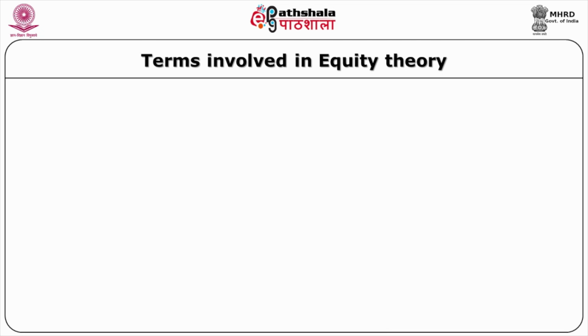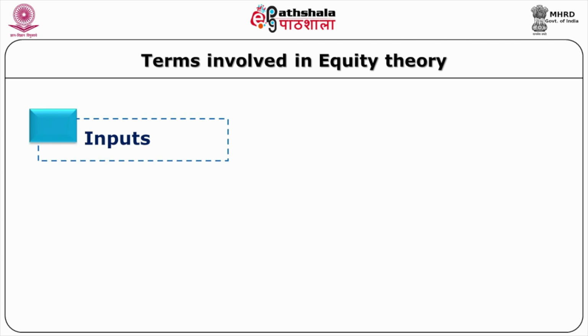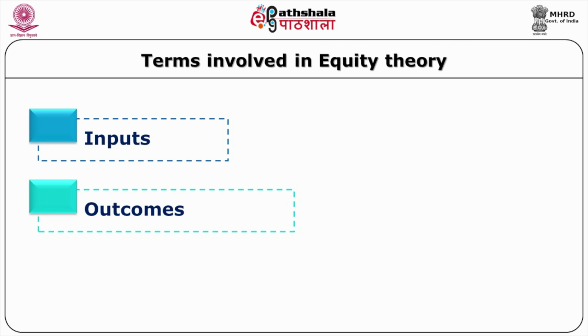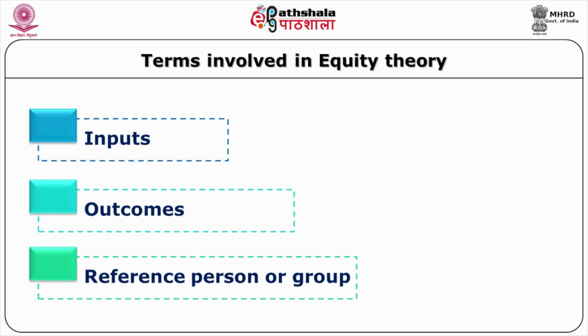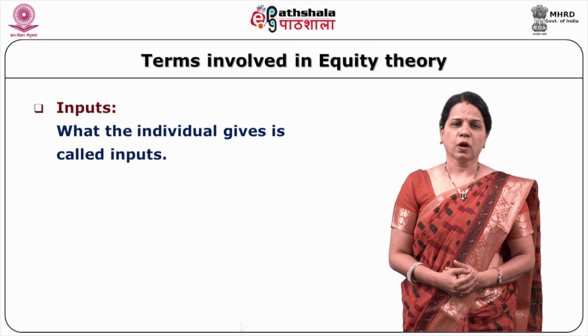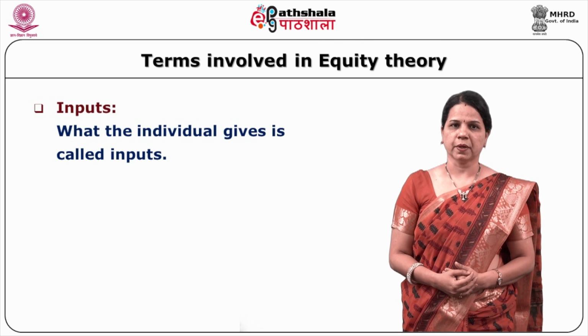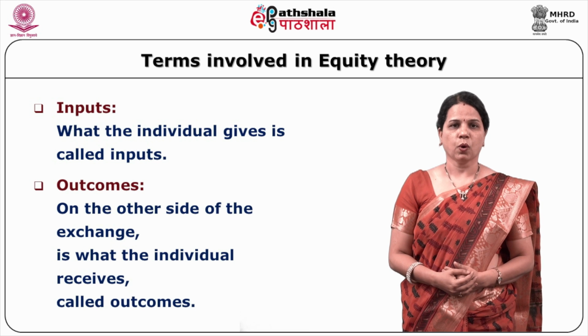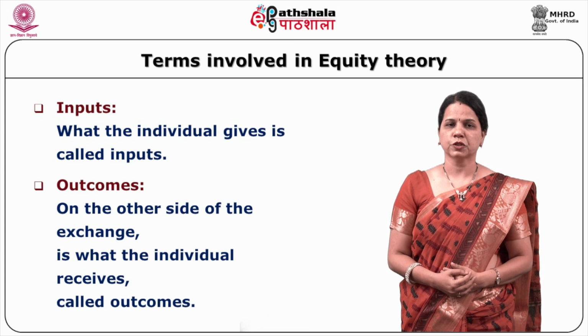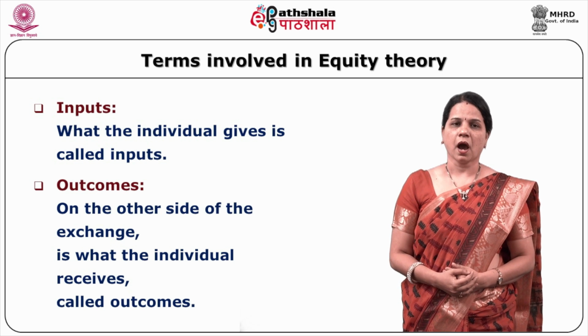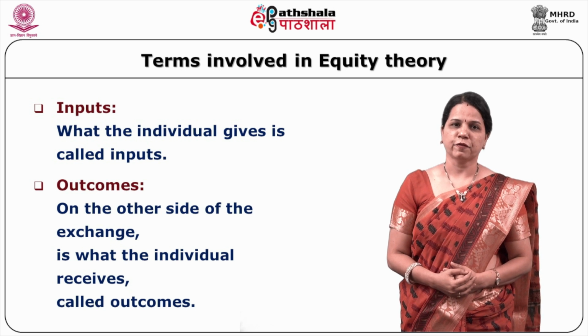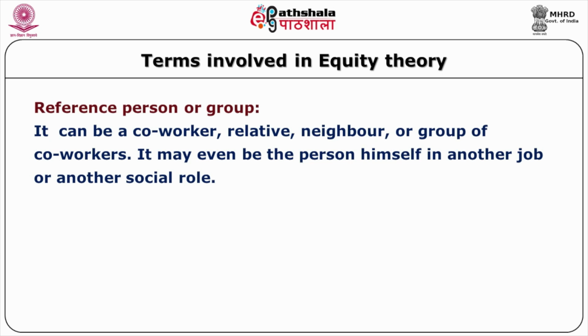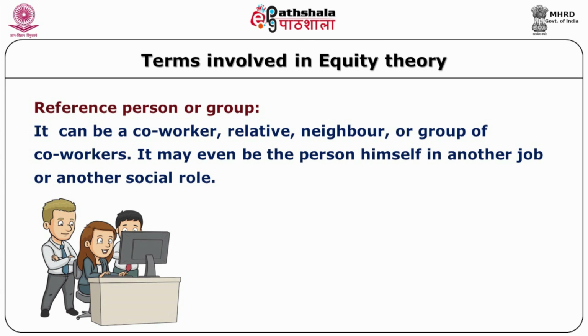Now, to understand equity theory, we need to understand three terms. The three terms are inputs, outputs or outcomes, and reference person or reference group. Inputs: what the individual gives at his workplace are called inputs. For this contribution to his workplace, what he receives are called outputs or outcomes. Now, these outputs and inputs are to be seen from some reference point. So, the third term is called the reference person or reference group.